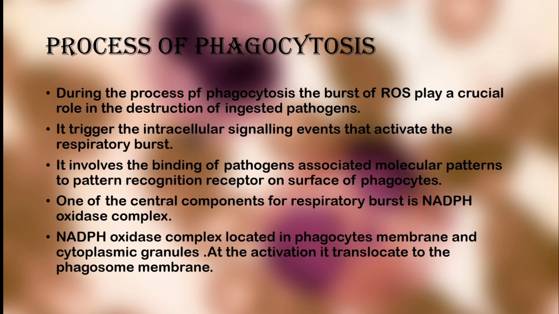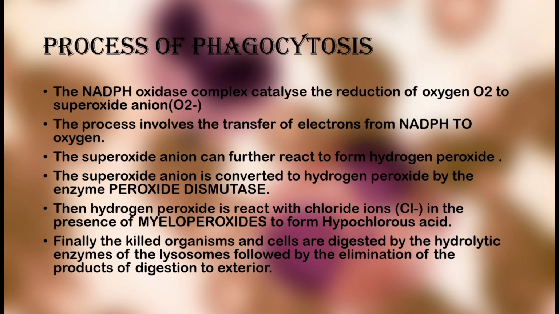One of the central components of the respiratory burst is the NADPH oxidase complex. The NADPH oxidase complex is located in the phagocyte membrane and cytoplasmic granules. On activation, it translocates to the phagosome membrane. The NADPH oxidase complex catalyzes the reduction of oxygen O2 to superoxide anion. The process involves the transfer of electrons from NADPH to oxygen.